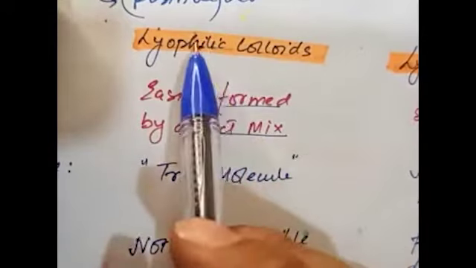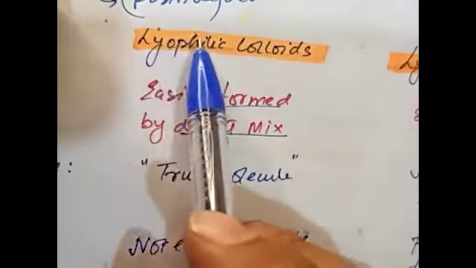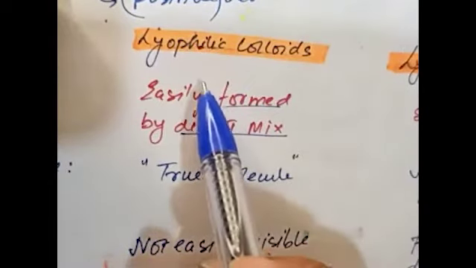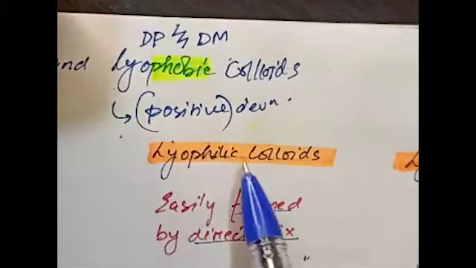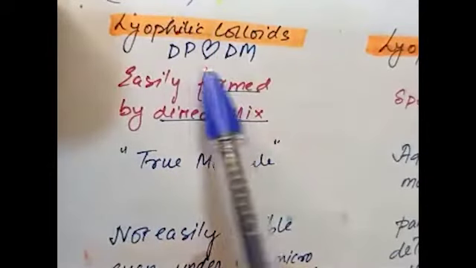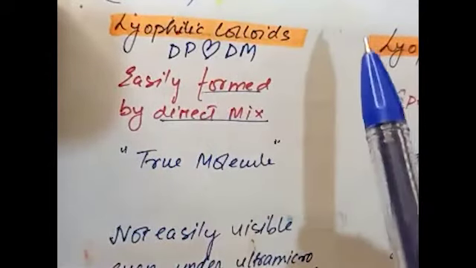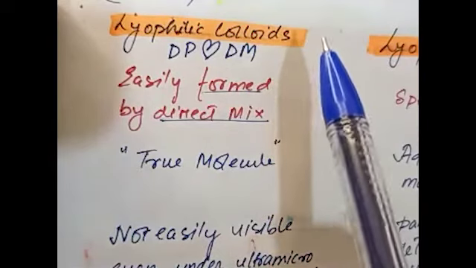Because they are philic, they are loving, they can be formed easily by directly mixing them. They want to stay together, so what is the problem? They will directly mix, no issues. You will not face any problem when you mix the dispersed phase and the dispersion medium. Philic means the dispersed phase and dispersion medium like each other, so they directly mix without any problem. You do not need any separate thing to mix them.